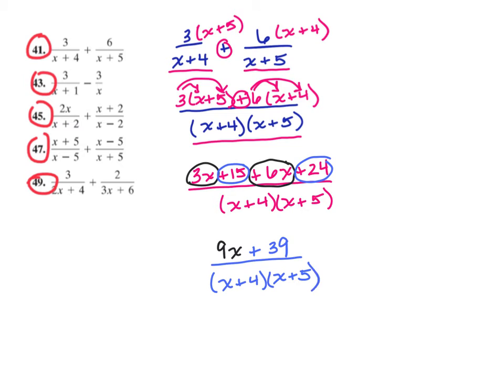And there's really nothing else you can do with this. You don't need to multiply the bottom together. The top doesn't have a GCF that you can factor out. So this is your final answer, 9x plus 39 divided by x plus 4 times x plus 5. And that should be in the back of the book so you could check your answer there.